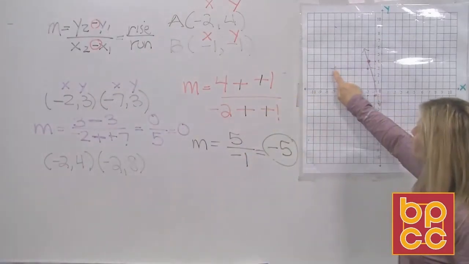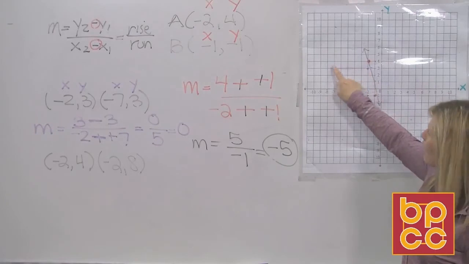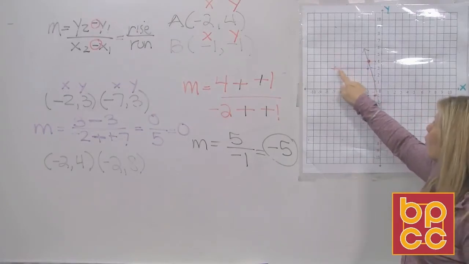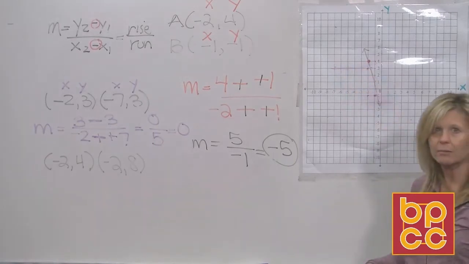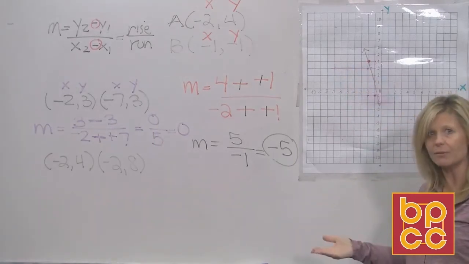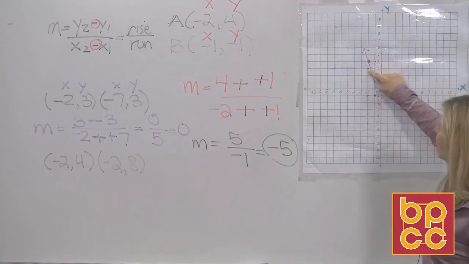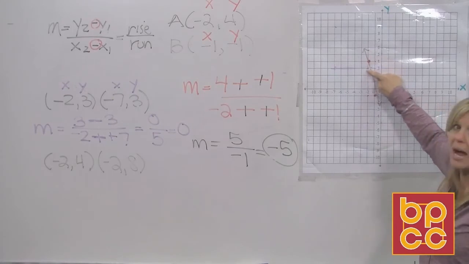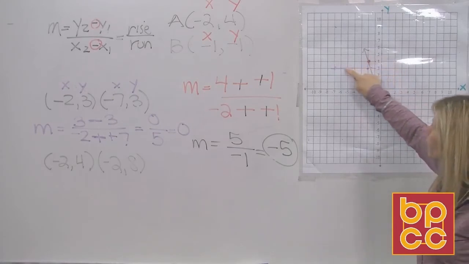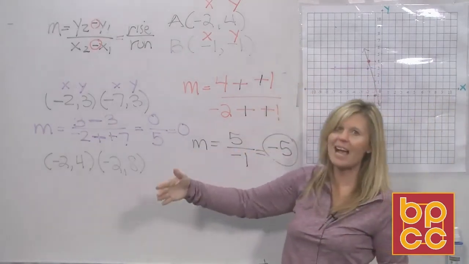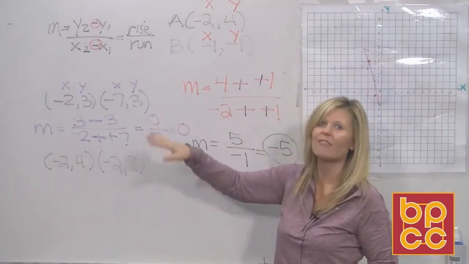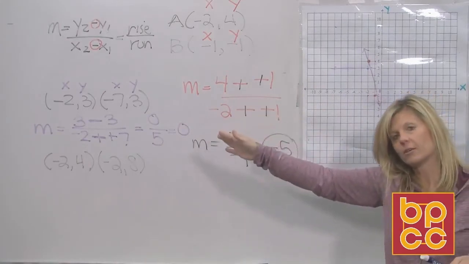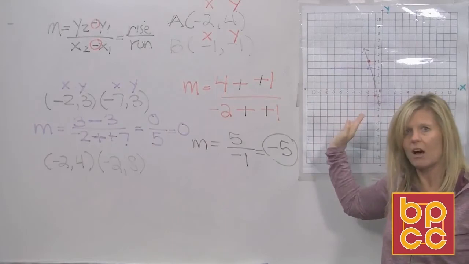If you had explained the movement from here to here, you would say, I don't go up, I don't go down. So my rise must be 0, but I'm running 1, 2, 3, 4, 5 to the right. 0 over 5 is 0. If I did it this way, if I was here, I would say to get to this point, I'm not going up, I'm not going down. So my rise is 0, but I'm going 1, 2, 3, 4, 5 to the left. I'd have a negative 5, and 0 divided by negative 5 would still be 0. So your answer by using the formula should make sense when you draw the line.